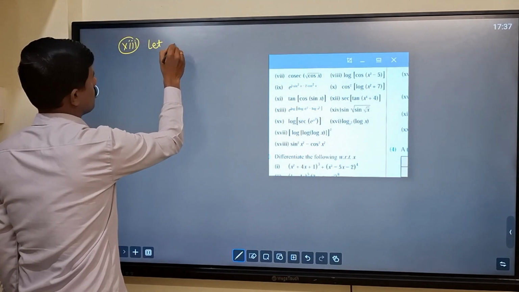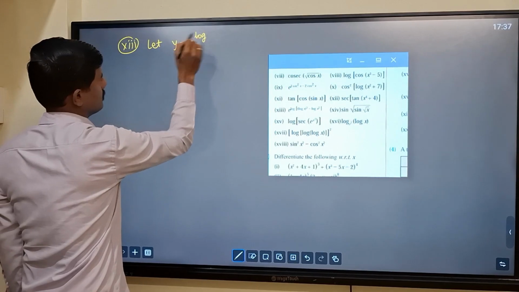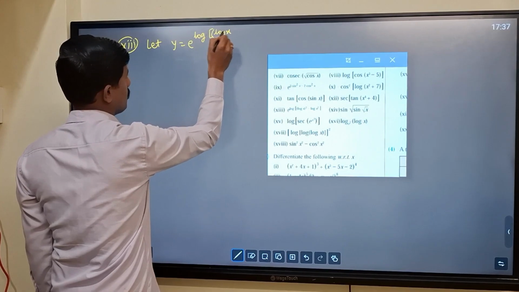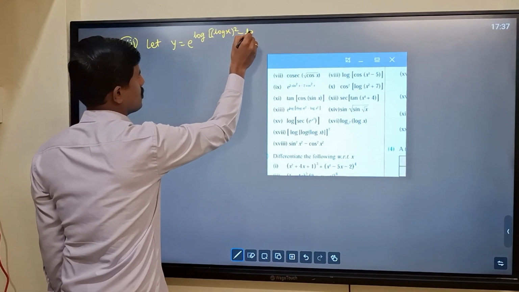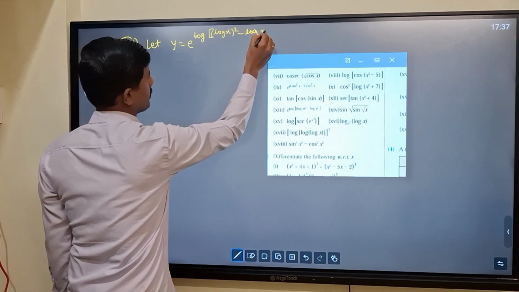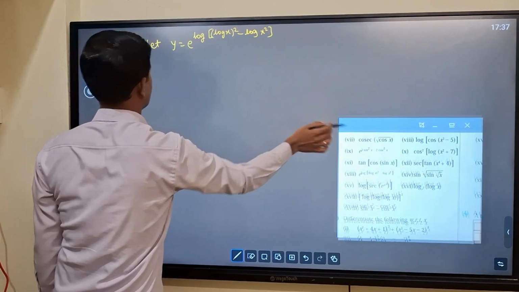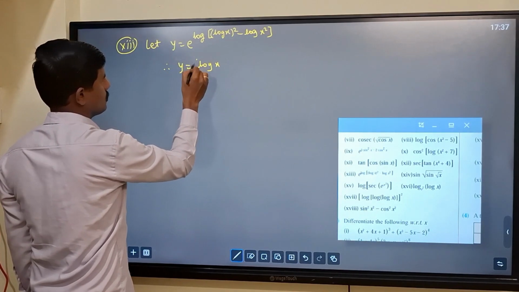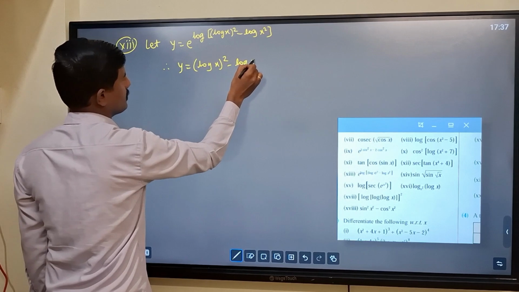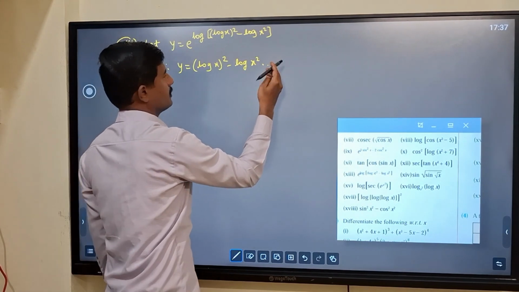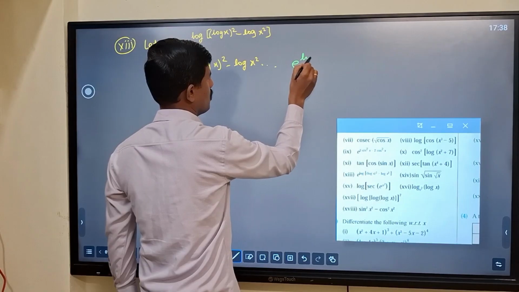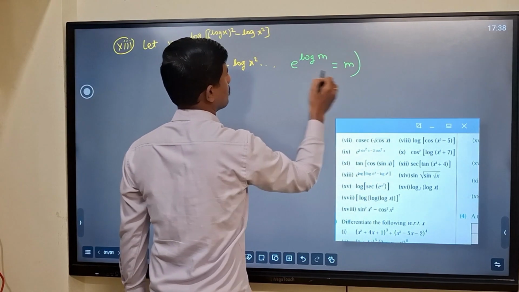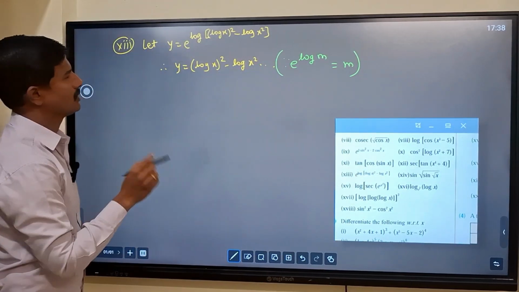Let y equal to e raised to log of x whole square minus log of x square. Here we have to use rules of log. Here this will become log of x whole square minus log of x square. Why? Because the rule of log is: e raised to log of m, then here only m remains. Okay, here we use that rule.